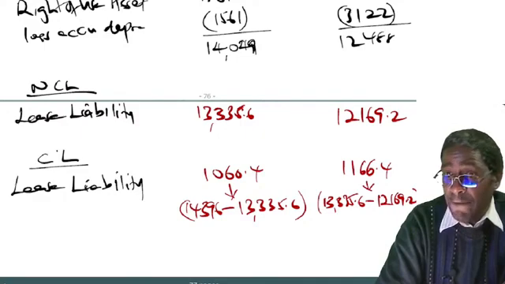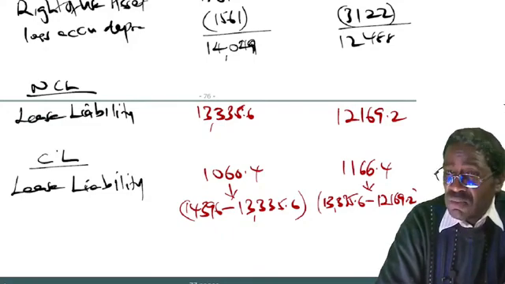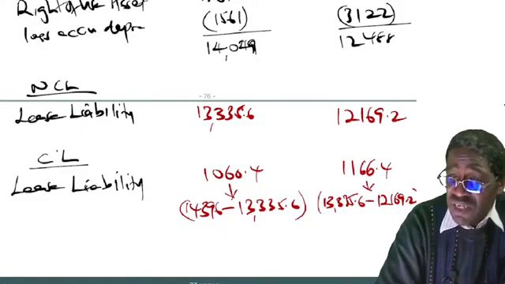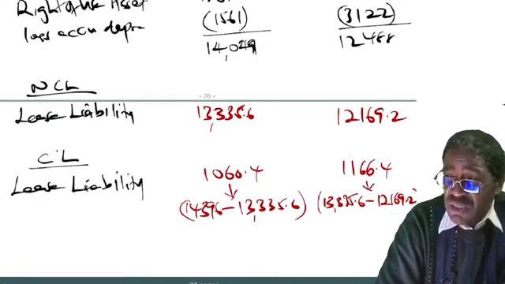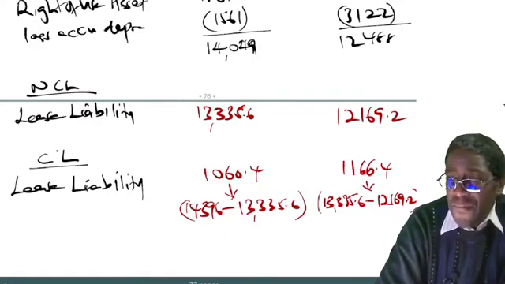335.6. Then current, I got the difference between liability of year 1 and year 2. That became current. Because if I must reduce my liability from 14 to 13, it means the difference must be paid within 1 year. That is what came to 1060.4. Okay? Copy that.